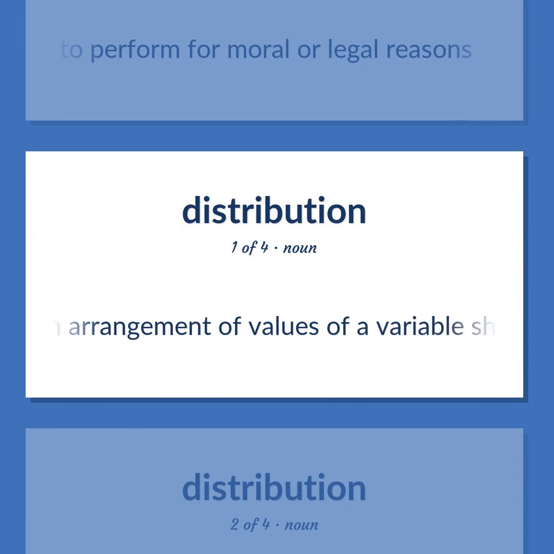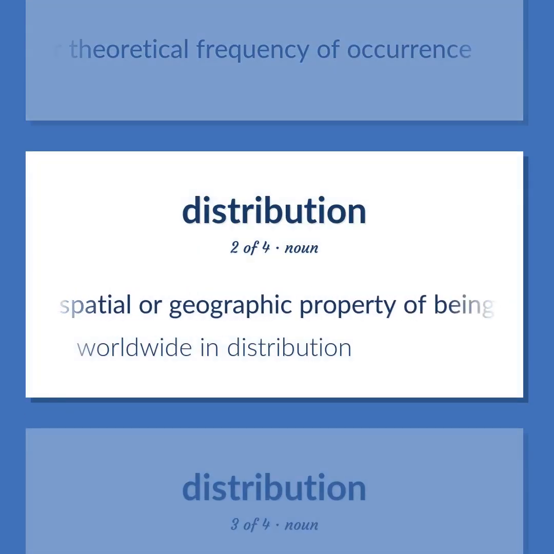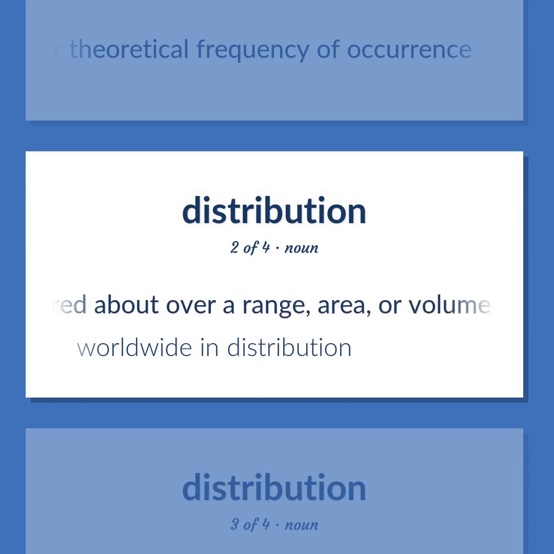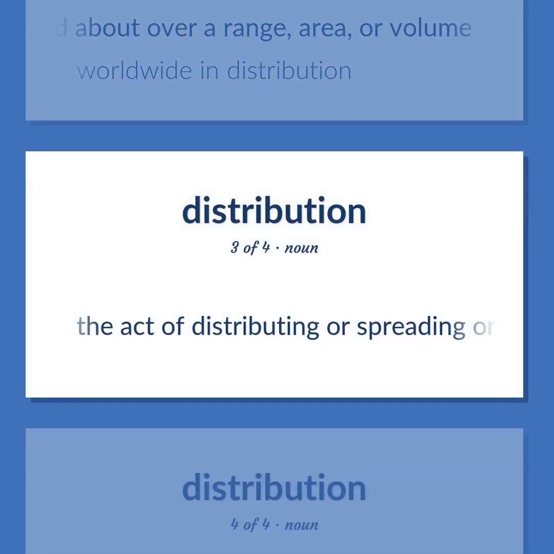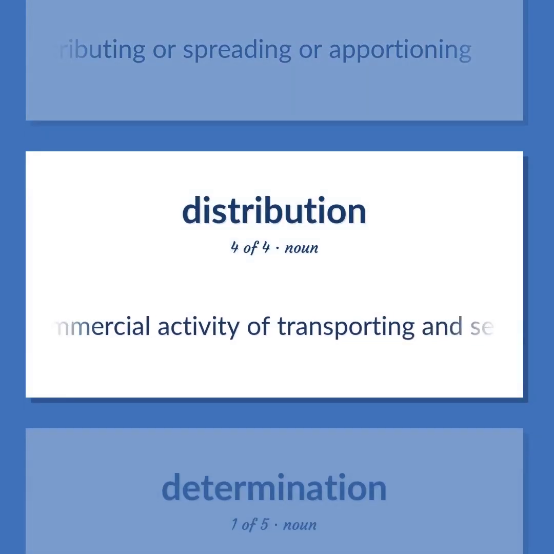Statistics. An arrangement of values of a variable showing their observed or theoretical frequency of occurrence. The spatial or geographic property of being scattered about over a range, area, or volume. Worldwide in distribution. The act of distributing or spreading or apportioning. The commercial activity of transporting and selling goods from a producer to a consumer.